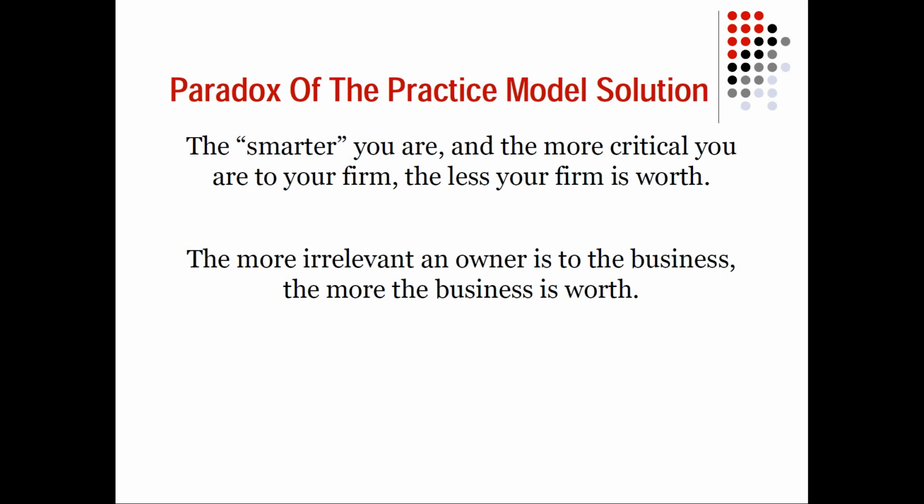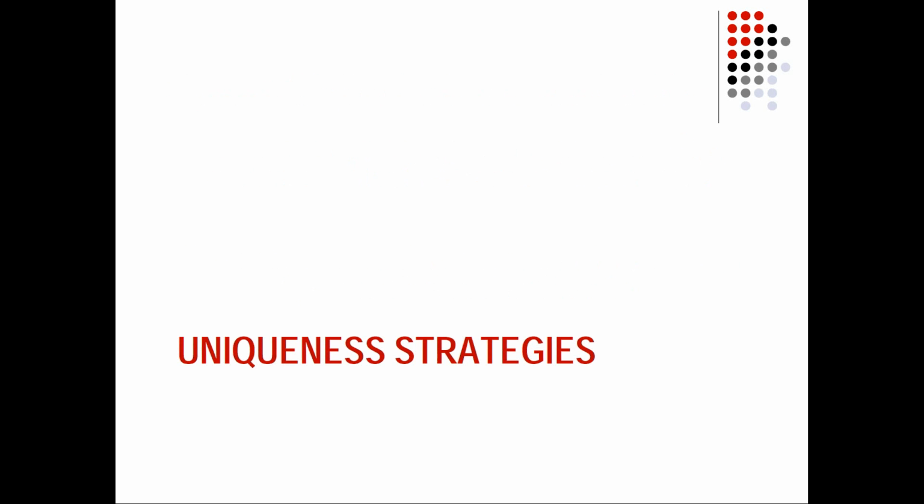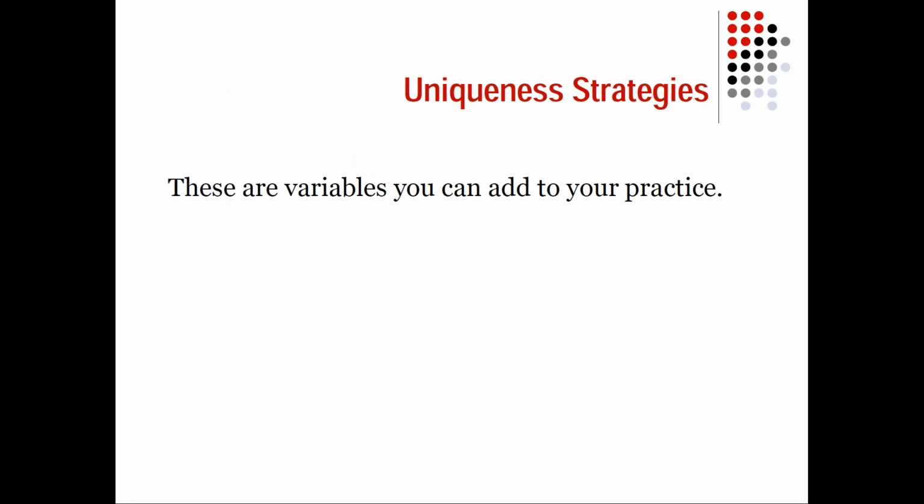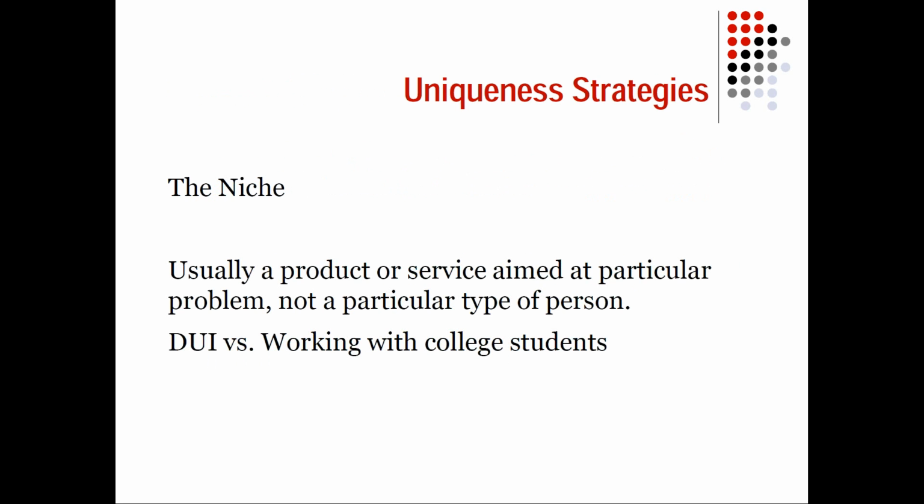So the purpose of the practice model solution is for you to think about which of these models is something that you'd want to build your practice around. Now, there's three uniqueness strategies that I'm going to talk about for 1 or 2 minutes, and these are just variables. They can be added to any of the models, and each of these is just uniqueness. So a niche is usually a product or service aimed at a particular problem, not a particular type of problem. So, a niche would be like I just work with DUI cases. That would be a uniqueness strategy. So you could be an expert, and you would add a uniqueness strategy as a niche.